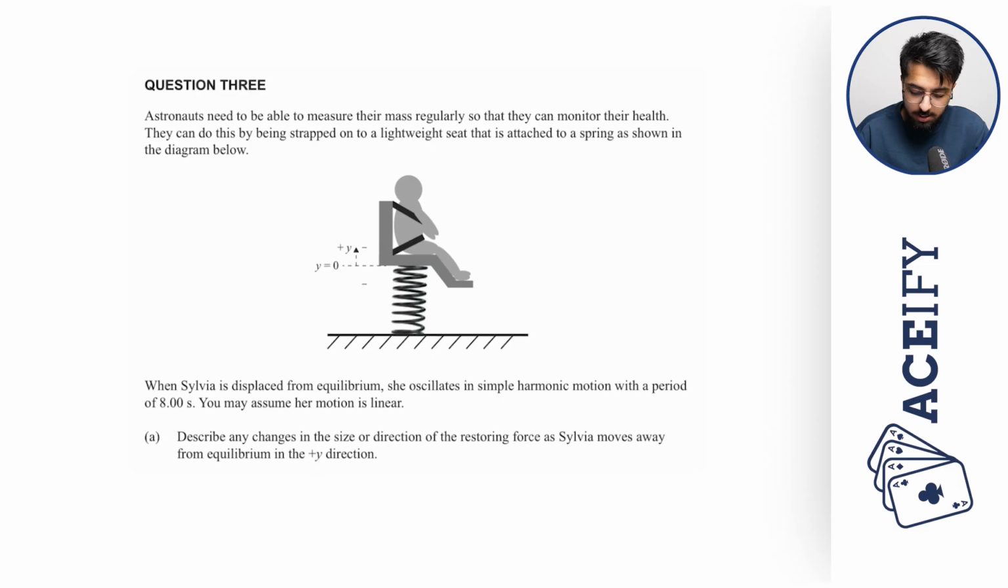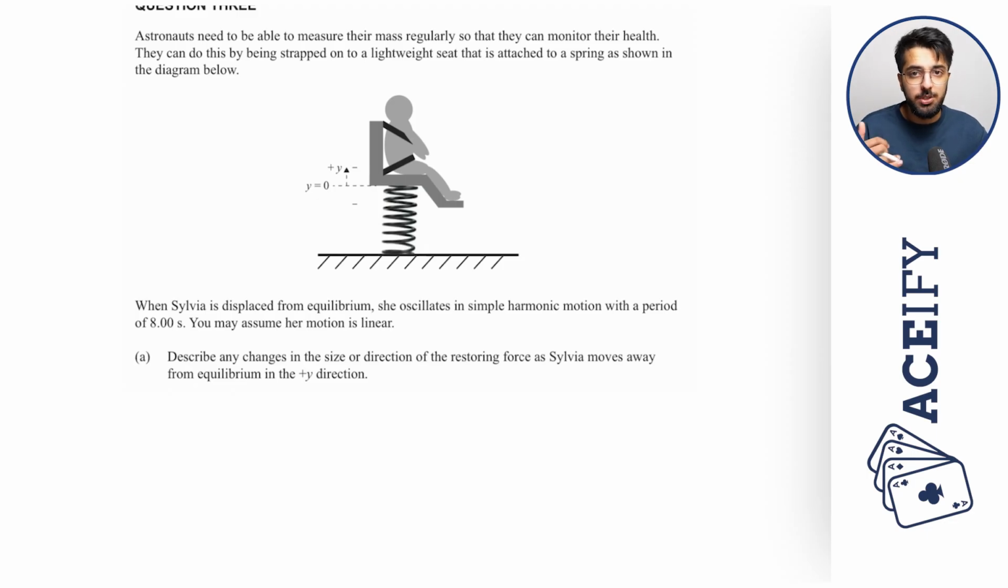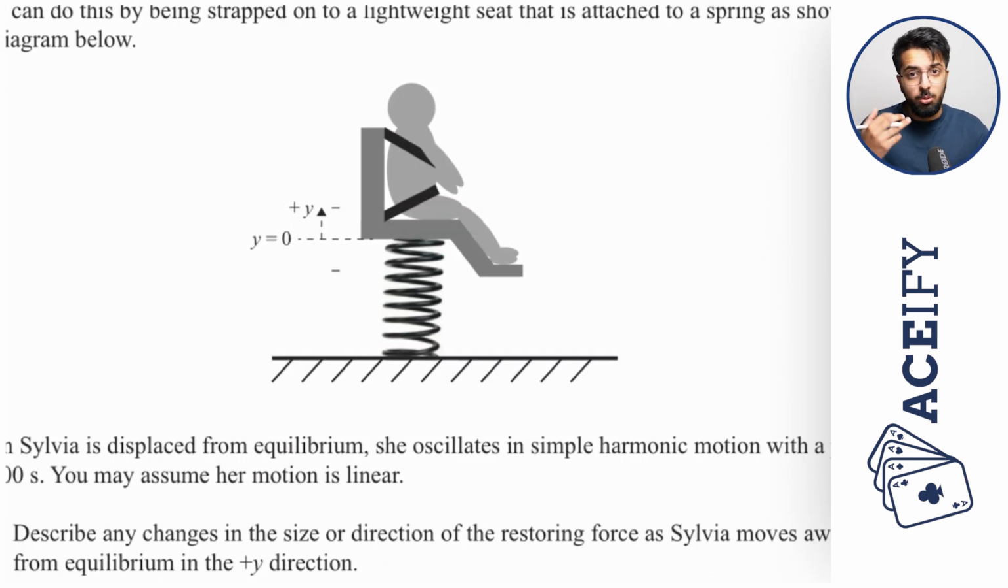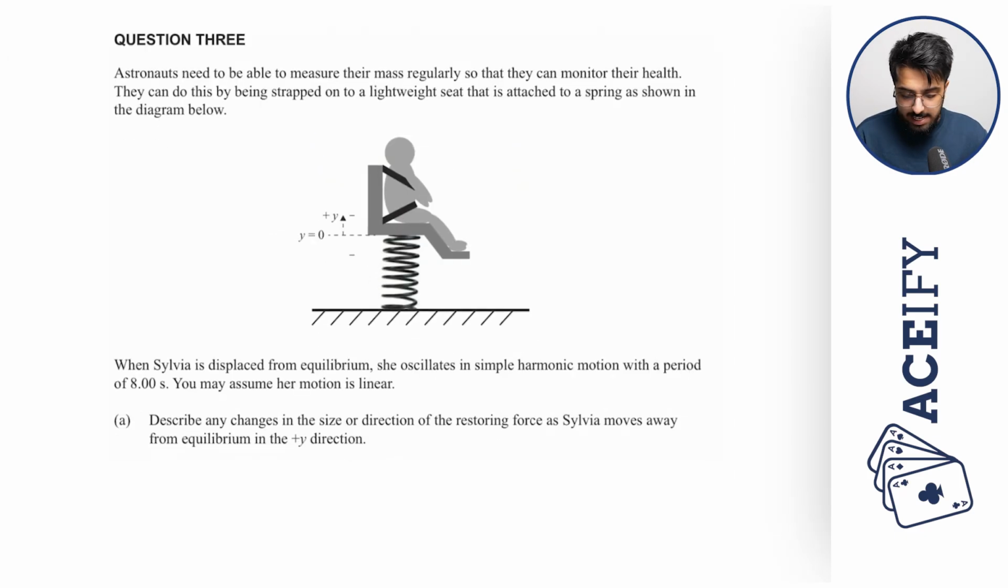Describe any changes in the size or direction of the restoring force as Sylvia moves away from the equilibrium position in the plus y direction. So this goes back to the definition of simple harmonic motion. The restoring force is directly proportional and in opposite direction to the displacement. And so as Sylvia moves further and further away from the equilibrium position, the restoring force is going to increase. But this restoring force is going to remain downwards because she is moving upwards. As we know, the restoring force is opposite direction to the displacement. If she is moving upwards, then the restoring force must be downwards. And you can write that in.